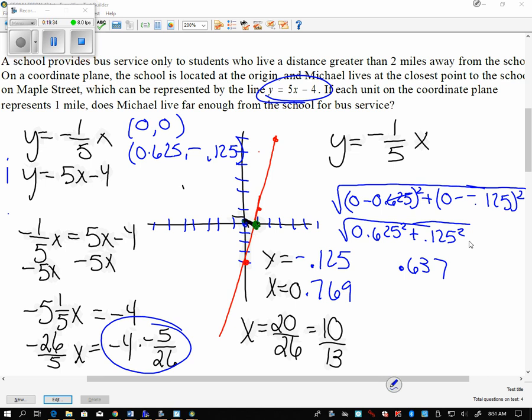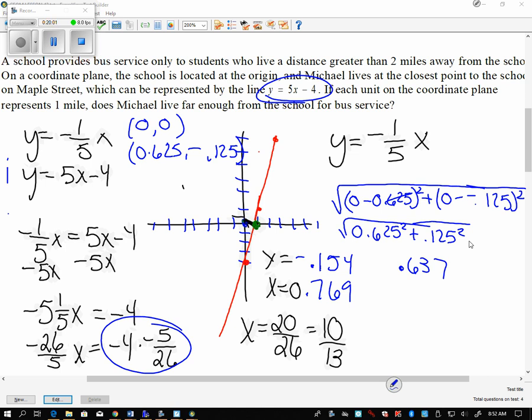So we've got negative 1 divided by 5 times 0.769, which is giving you negative 0.154. Okay, you've plugged in our new numbers.